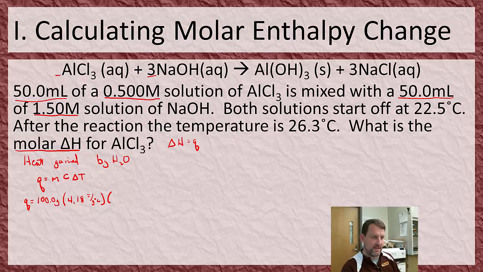And then the delta T is going to be this 26.3 degrees Celsius minus 22.5 degrees Celsius. And in the end, we get a Q value for this problem of 1,588.4 joules. And I'll wait here to round until I get to the end of the problem. I know I'm going to round to 3 sig figs at the end. All right, so that's my Q value, and that's my heat of reaction.